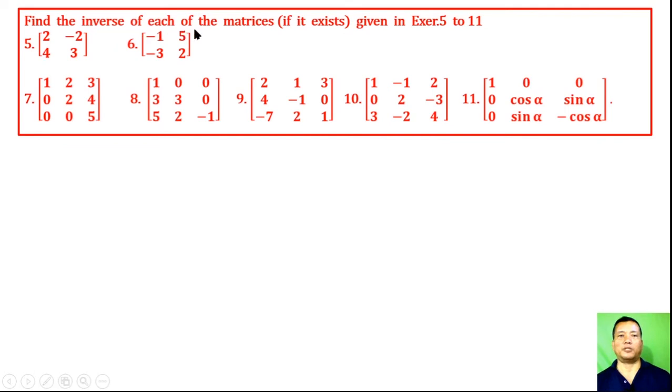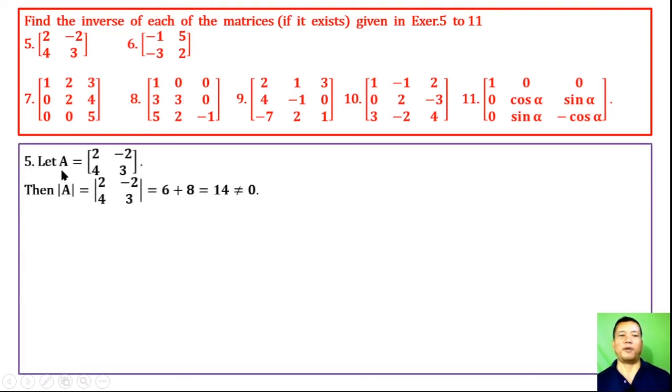Find the inverse of each of the matrices, if it exists, given in exercises 5 to 11. Let us try the matrix. Denote it as A. The determinant of A is not equal to 0, therefore A inverse exists and A is a non-singular matrix. Now the cofactors.